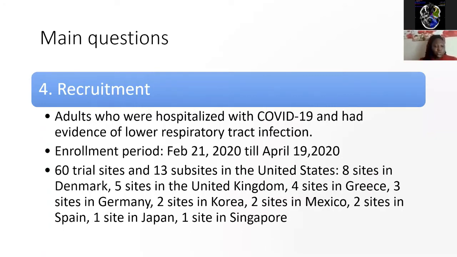Now, the recruitment: there were 60 trial sites and 13 sub-sites in the United States. In other countries, there were 8 sites in Denmark and 5 sites in the United Kingdom. Particularly, I think that in the United Kingdom, London and Manchester, where intensive care units were, were among these 5 sites. There were 4 sites in Greece, 3 sites in Germany, and sites in Korea, Mexico, Spain, Japan, and Singapore.